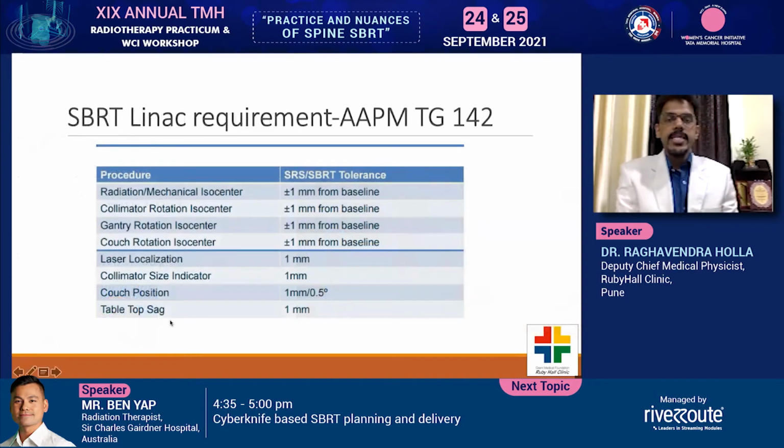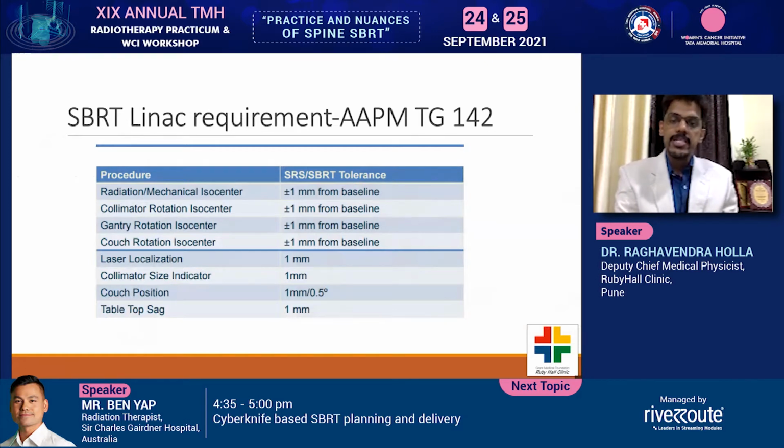The SBRT Linac requirements, as per Task Group 142 by AAPM, the tolerances required to be maintained in the machine are different. The moment you introduce SRS and SBRTs, the mechanical isocenter or the collimator isocenter, or the gantry rotation isocenter, or the couch rotation isocenter, they all should be less than 1 millimeter from the baseline. This is actually very tough to maintain.